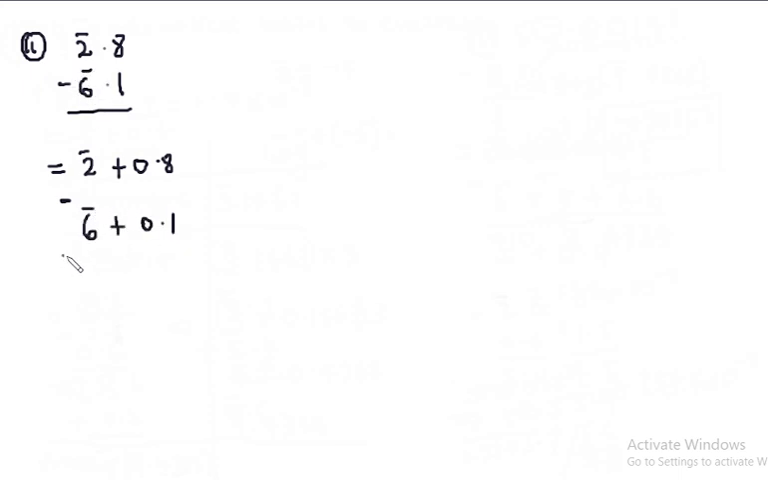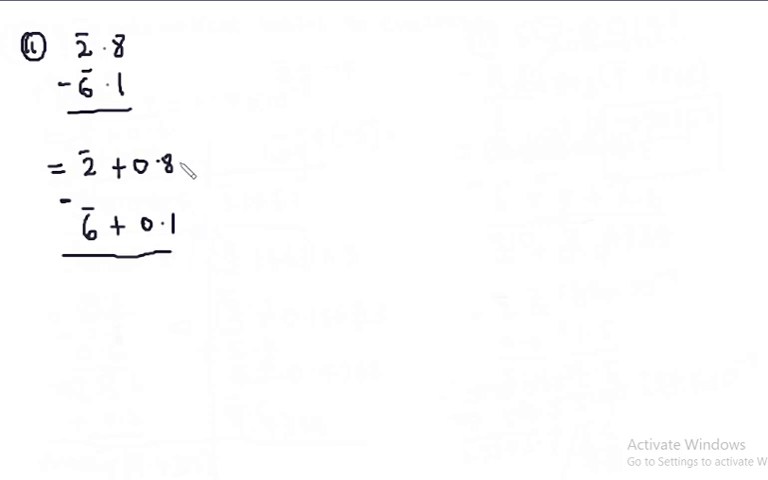Let's say you have something like 2 bar 0.8 minus 6 bar 0.1. You can pause the video and try to solve this one yourself. So like we've been doing before, we have to separate the characteristic from the mantissa. So this is 2 bar plus 0.8. The operation between them is negative, so I have negative here. Then the other is 6 bar plus 0.1.